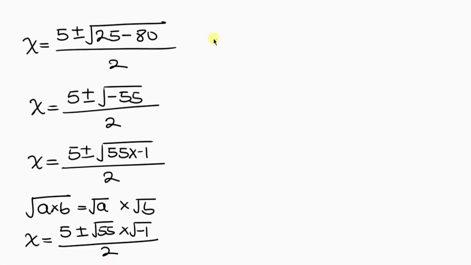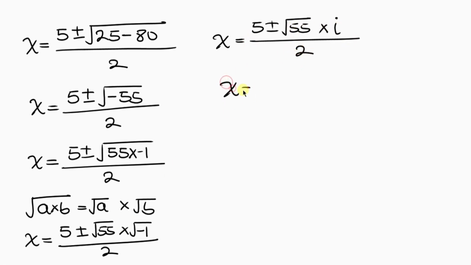And then simplifying further, x will be 5 plus or minus. Now this is the square root of 55. 55 is not a perfect square, so we leave it there inside of the square root, times. Now the square root of -1 is iota, which is written as i, all over 2. Now let's multiply this together. So x will be 5 plus or minus. Now the square root of 55 times i is the square root of 55i all over 2.